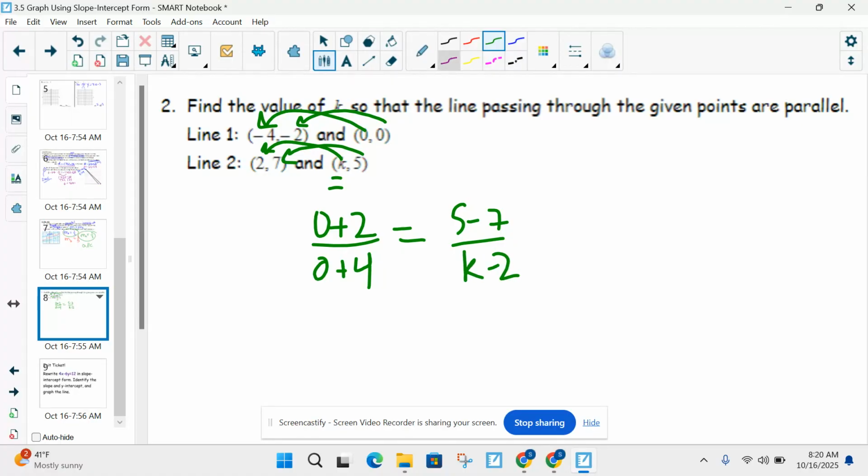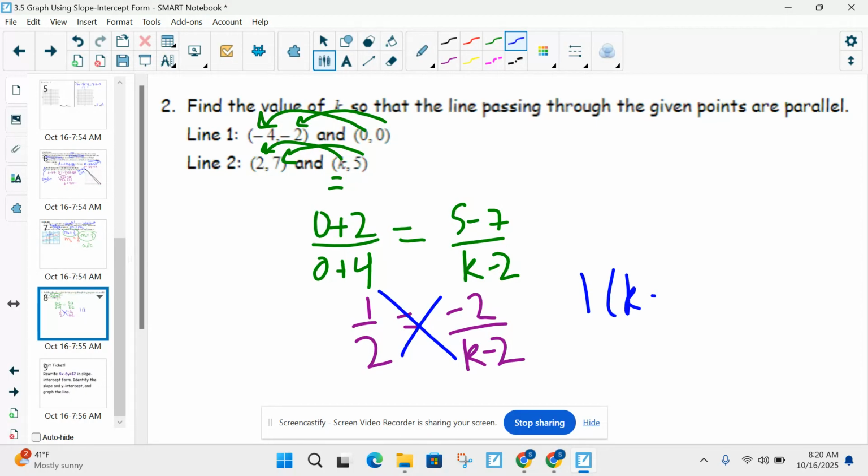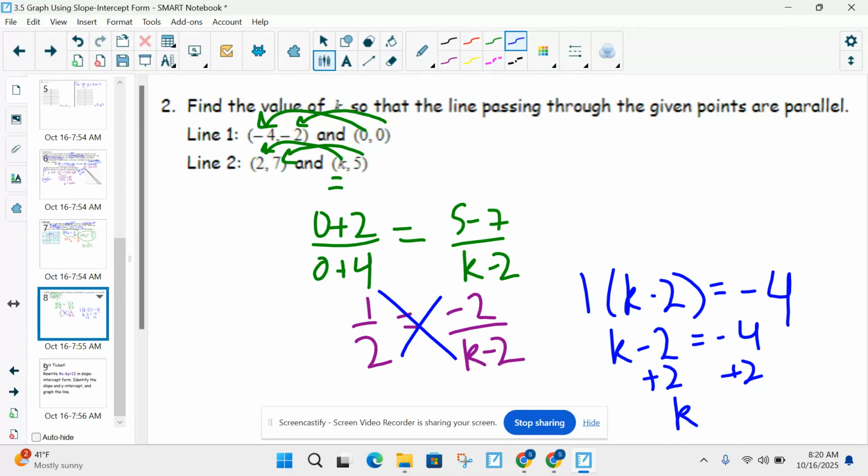So we will simplify and then cross multiply since the k is in the denominator. So 2/4 is 1/2, equals -2 over k minus 2. Next, we'll cross multiply. So 1 times k minus 2 equals -4. 1 doesn't do anything, so this is just k minus 2 equals -4. Add the 2 over, and we get that k is -2.